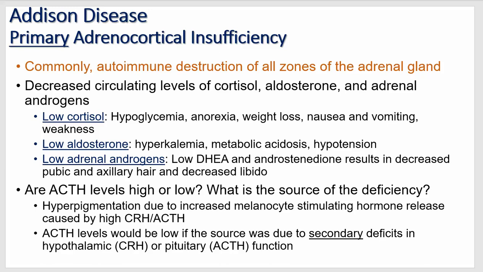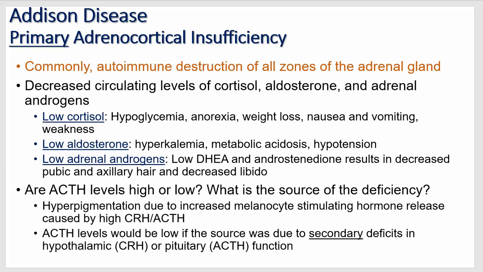Commonly it's autoimmune destruction of all zones of the adrenal gland. So it's going to affect them all, decreasing circulating levels of cortisol, aldosterone, and adrenal androgens. If we're hitting them all, then you're going to have low cortisol. That's going to be hypoglycemia, anorexia, weight loss, nausea and vomiting, weakness. This is what we see.